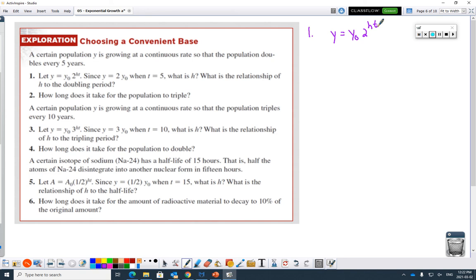So since y is equal to 2 y naught when t is 5, what is h? Well, this is a perfectly nice equation, but I don't know what h to use in there. But they did tell me this information. When t equals 5, this thing will have doubled. So check this out. When t equals 5, we'll have 2 y naught equals y naught 2 to the 5h. And again, I'm just going to leave that up there because this happens again and again in exponential type situations.